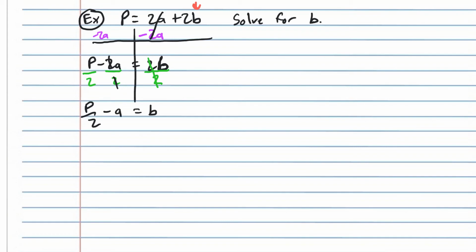Now we have b by itself. So now we're done. We answered the question. So that's how you approach the literal equations. Treat them just like you would numbers. Arrange them the way you want to.